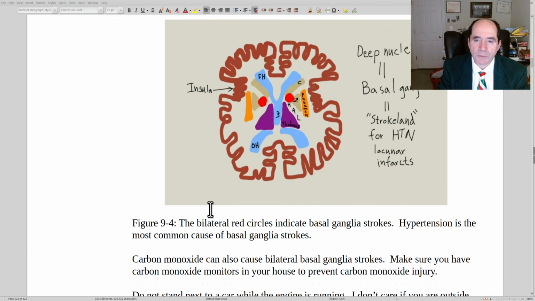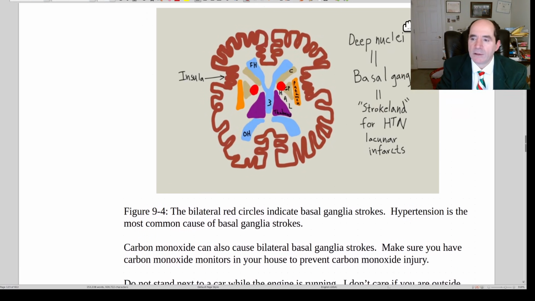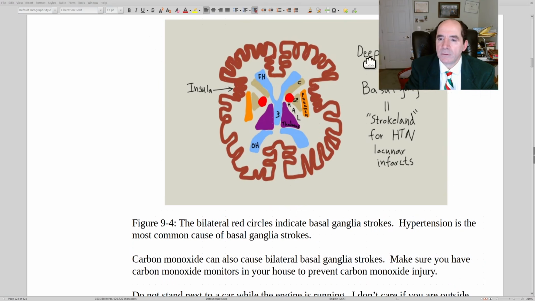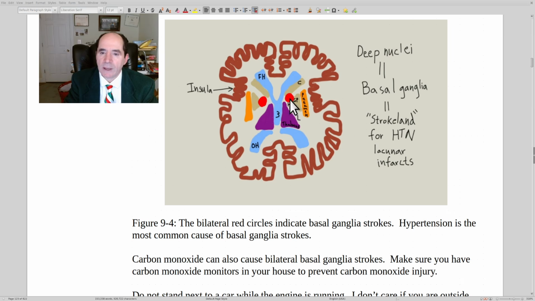The hypertensive stroke puts a little hole in the brain, and another word for hole is lacuna. So these are called lacunar infarctions. And I jokingly wrote here on this thing that this is stroke land. So I call this stroke land in the basal ganglia.